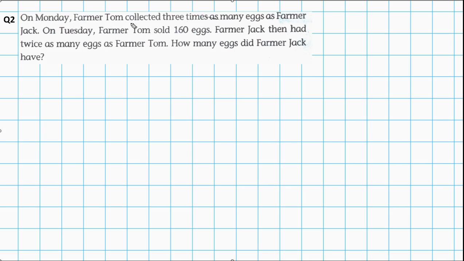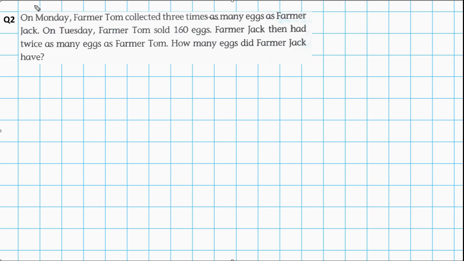On Monday, Farmer Tom collected 3 times as many eggs as Farmer Jack. On Tuesday, Farmer Tom sold 160 eggs. Farmer Jack then had twice as many eggs as Farmer Tom, and we were asked how many eggs did Farmer Jack have. Now, we've read through the question.